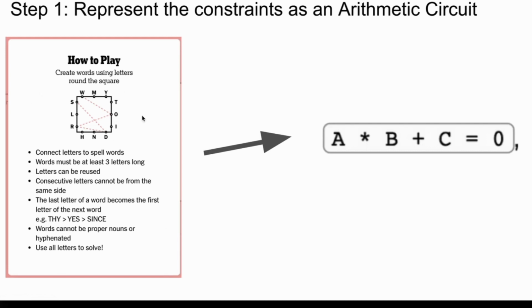So in order to play this game, you get this figure every day, and you need to join these letters to create valid English words. Your words should be a minimum of 3 letters, and you need to combine letters from orthogonal sides of the box. You can't use consecutive letters on the same side.